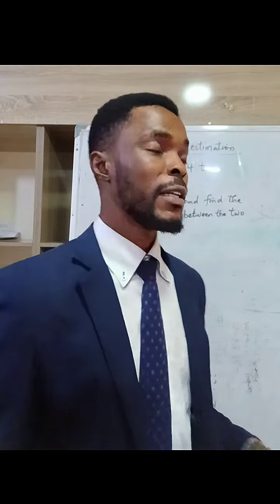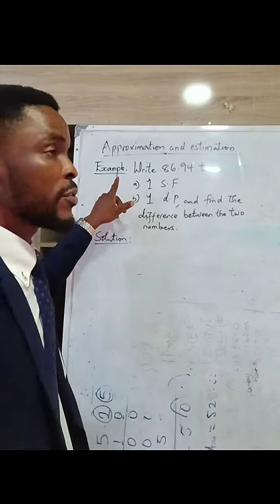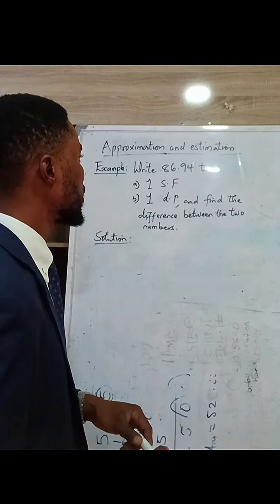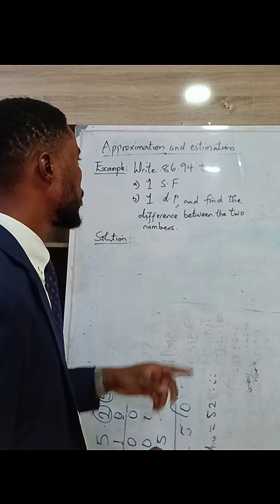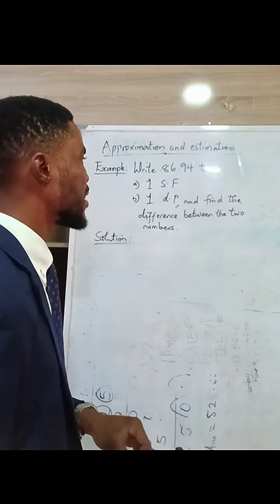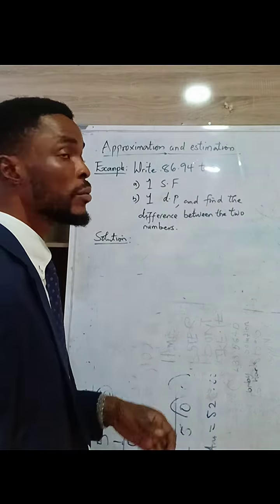Today we are going to be looking at approximation and estimation, and specifically we'll be looking at significant figures and how to write numbers to a specific decimal place. We're going to be looking at this example on the board. This example says write 86.942 to A, one significant figure, B, one decimal place, and find the difference between the two numbers.